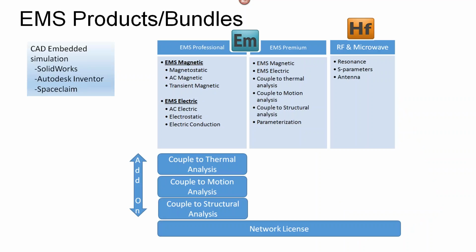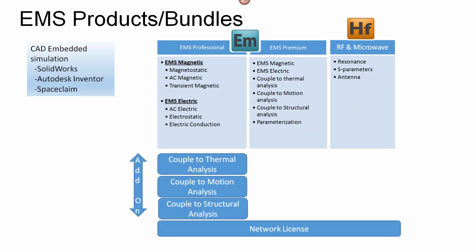Now let me quickly start with EMS products and bundles. EMS is a 3D FEA electromagnetic simulation product from EMWorks. EMS products are CAD embedded products, which means they are completely integrated into popular 3D CAD packages. Three of the CAD packages that we completely integrate into are SolidWorks, Autodesk Inventor, and SpaceClaim. Today I will be mainly concentrating on EMS for SolidWorks, but the features and functionalities I show you are prevalent over all three CAD packages.